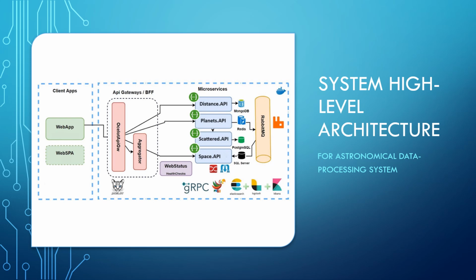MongoDB stores data in JSON documents, a schemaless structure, which is important for the unstructured distance information stored in our system. Redis stores data as key-value pairs. A planet is stored as a hash, and as the value we store planet attributes like name, mass, radius, orbital period, and etc. PostgreSQL is a relational database which stores information about scattered astronomical objects like asteroids and comets. And also SQL Server stores space entity data with general information about various stars, galaxies, and etc.